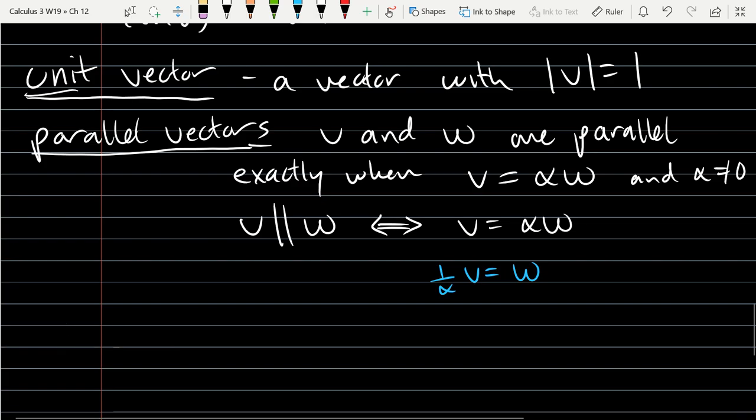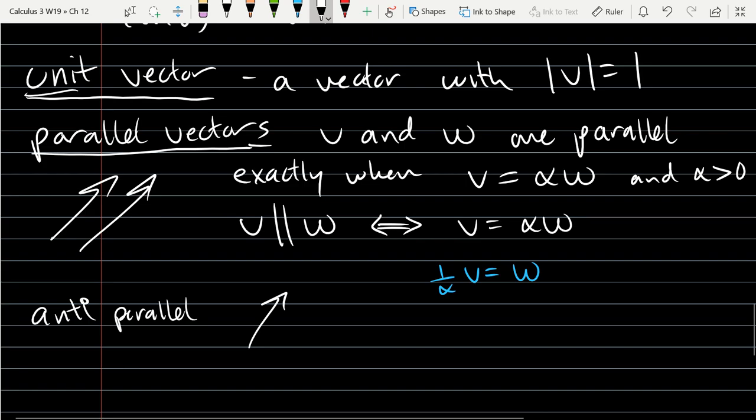And let's get a little more specific with parallel. I'm going to take alpha, instead of just not zero, alpha to be greater than zero. And then we'll call two vectors with a negative scalar anti-parallel. So they'll be pointing opposite directions. So parallel, they're pointing the same way, and then anti-parallel.